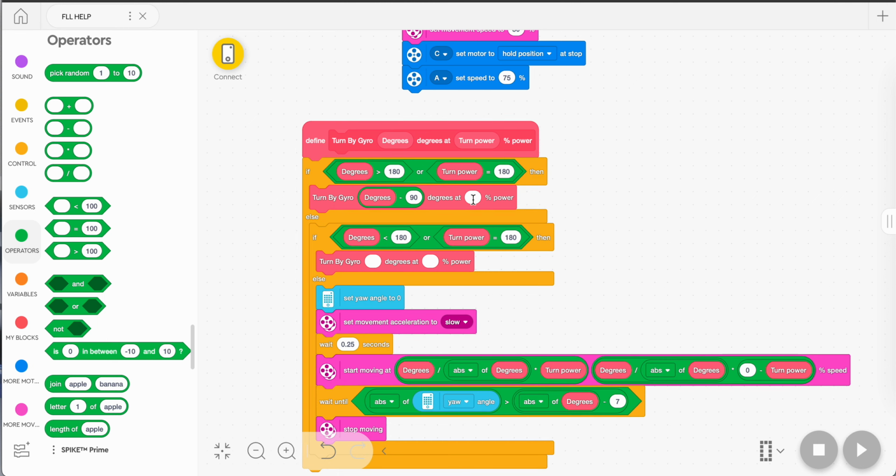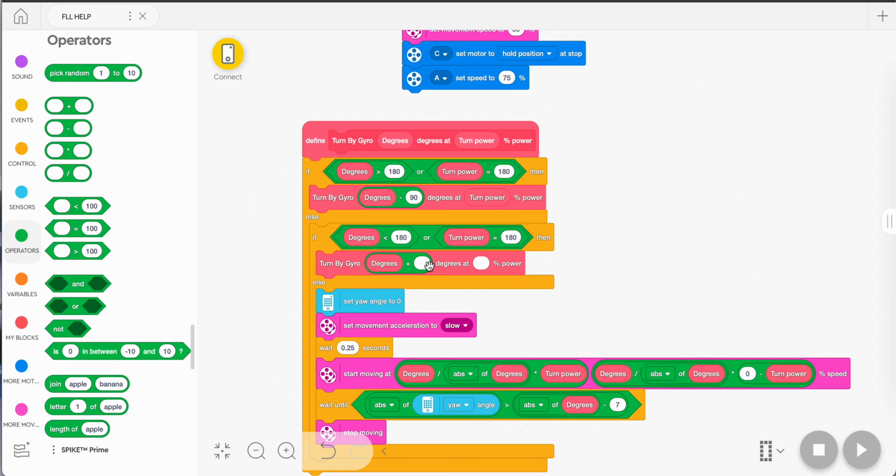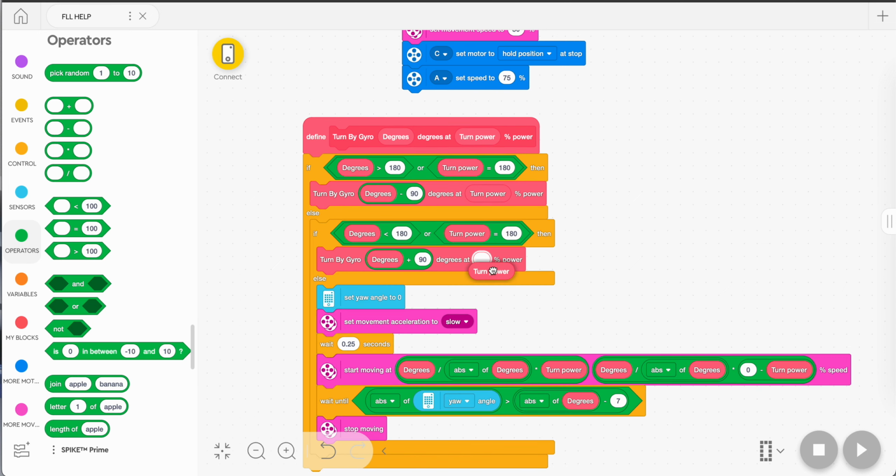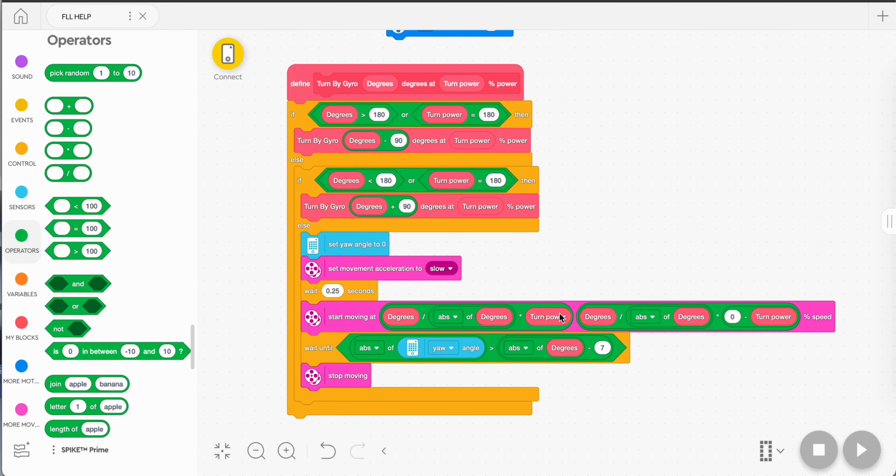Now, second hole, you're going to grab turn power. Because again, turn power shouldn't affect anything. It's mainly the degrees. But the turn power is just going to show how fast it is. Now grab yourself a plus, put it in the first thing, but under. Grab degrees, plus 90. Just plus 90. And again, turn power. There you go. There you have it. There is a turn by gyro.